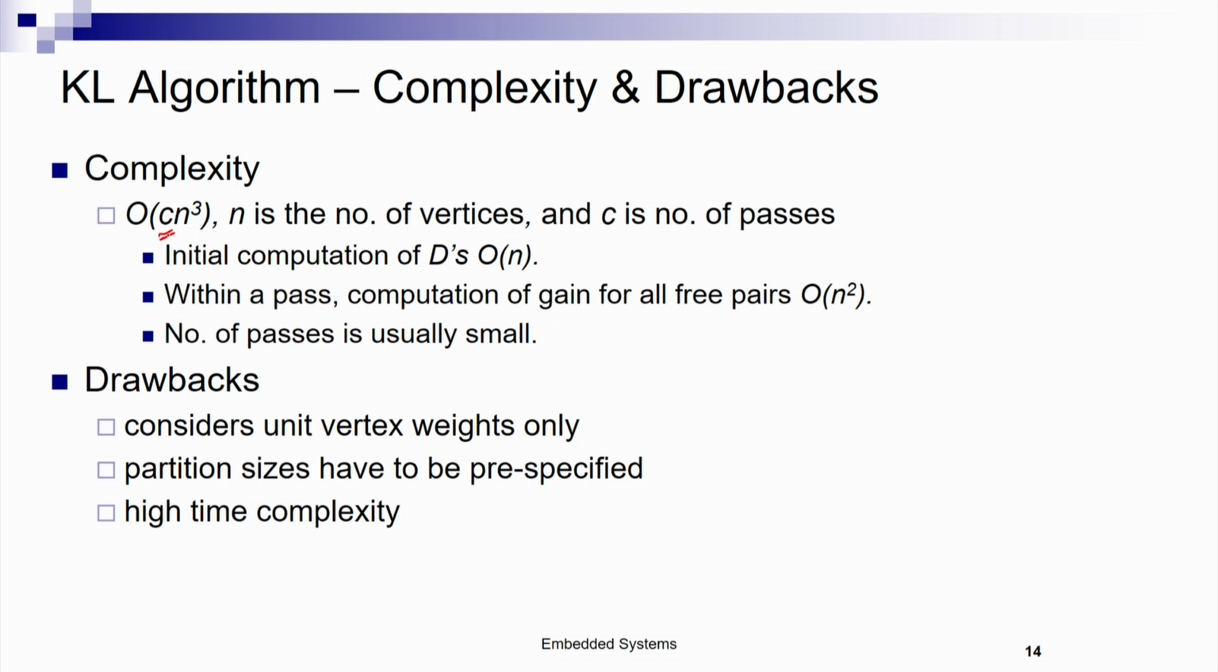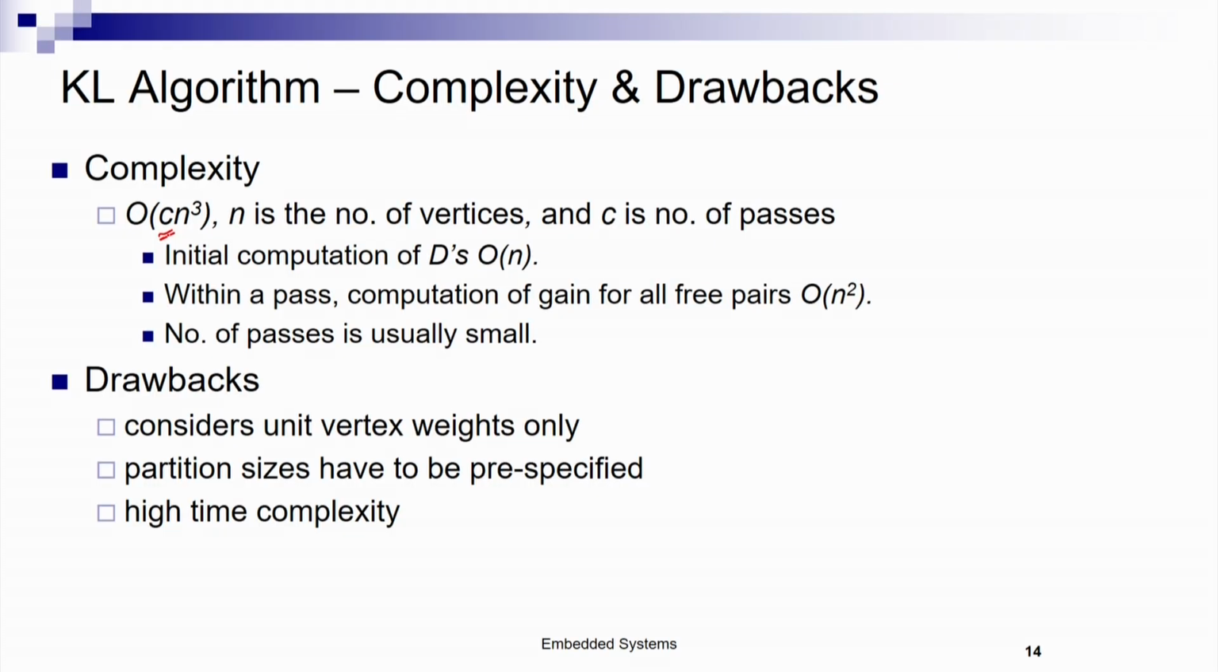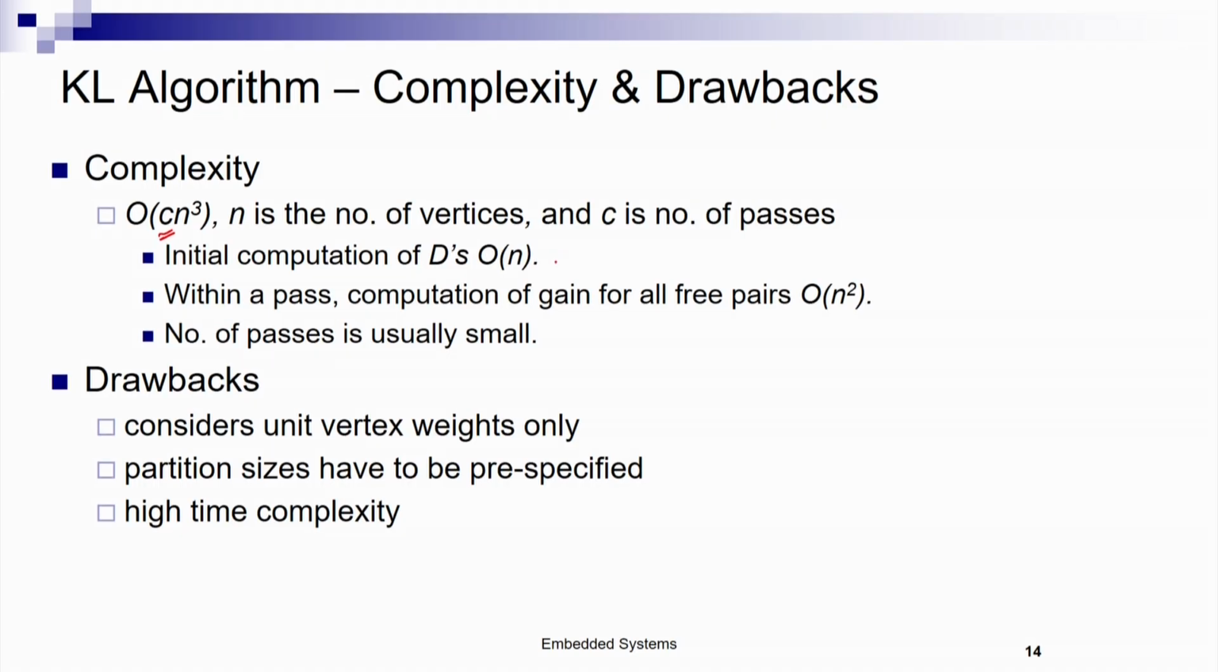So, at each loop iteration, I will have big O of n nodes which are unlocked, and for those big O of n nodes, I have to compute the gain for each of them. We have to compute the d values for each of those nodes. So, the cost of out edges and the cost of in edges: the cost of edges that go outside the partition minus the cost of edges that go inside the partition.